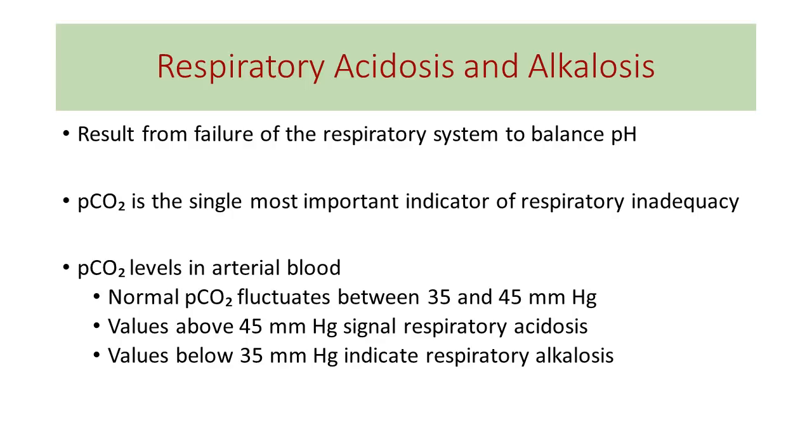So respiratory acidosis and alkalosis refers to either increasing acidity or alkalinity of the blood, but due to some process that's occurring in the lungs. So the result is the partial pressure of carbon dioxide, or the amount of carbon dioxide in the blood, is not being adequately regulated by the respiratory system.